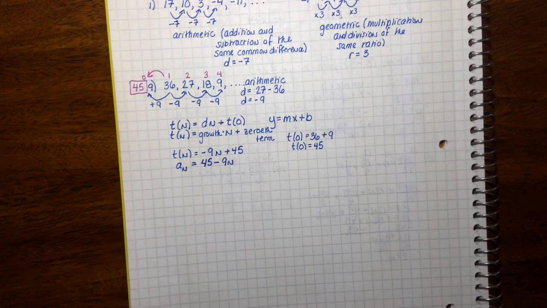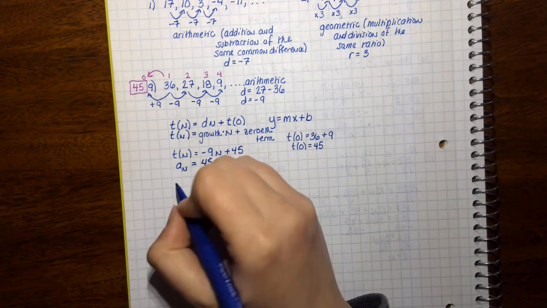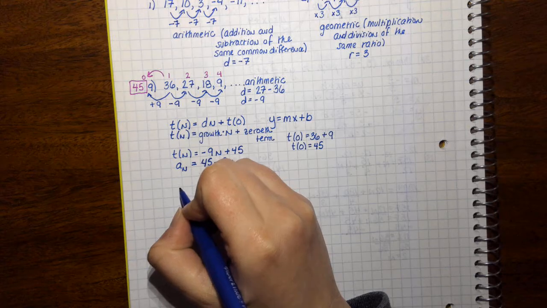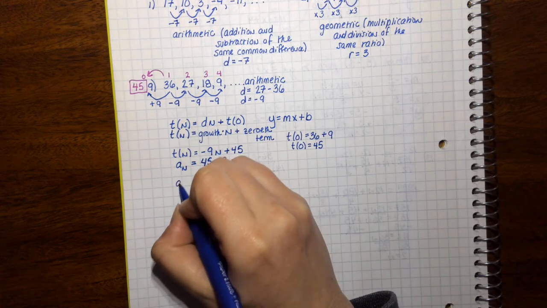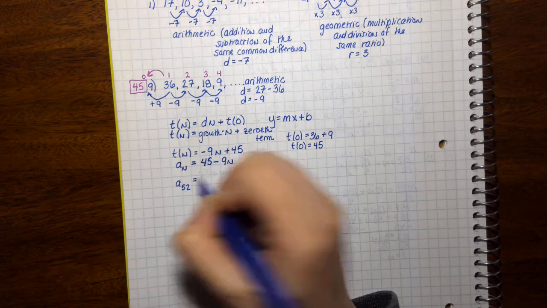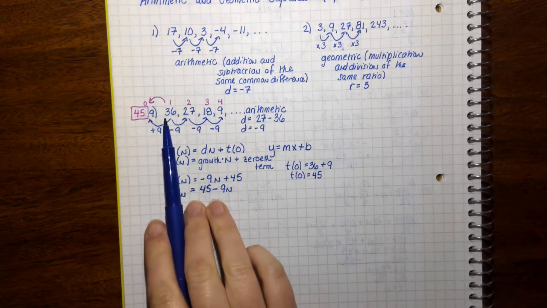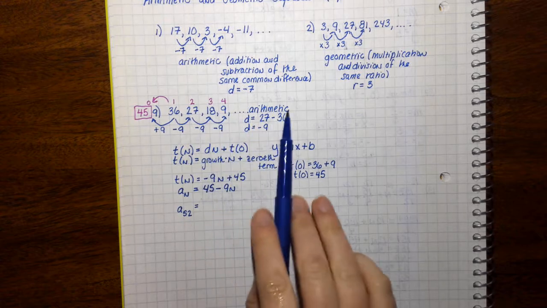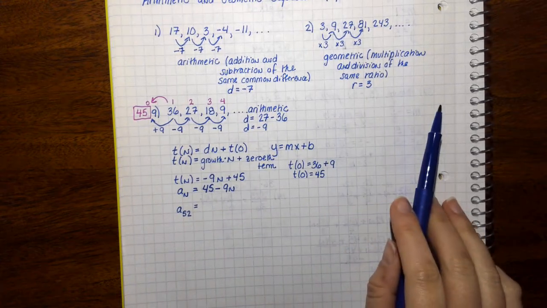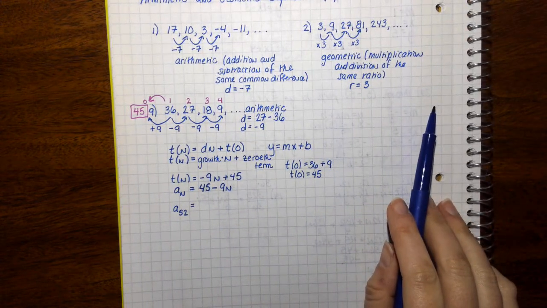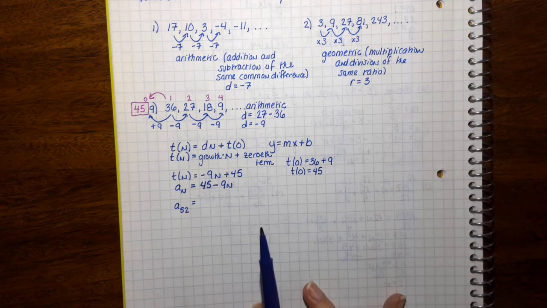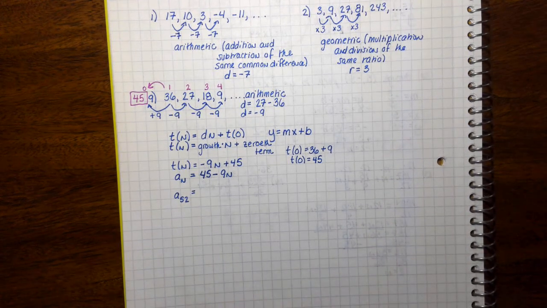Okay, now the last thing we have to do for number 9 is find the 52nd term, which means that we are going to find a sub 52. What that means is if I started here and I subtracted 9 all the way out to the 52nd number, I don't want to have to do that. I could, but I don't want to. Because I have the equation, I don't have to.